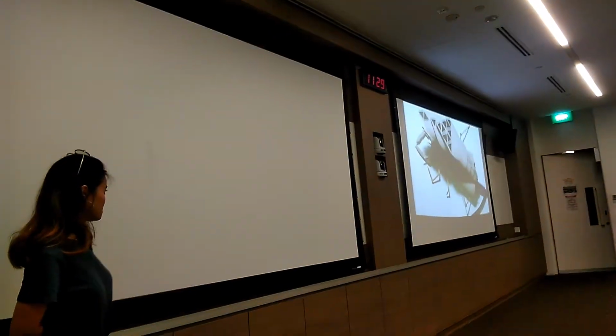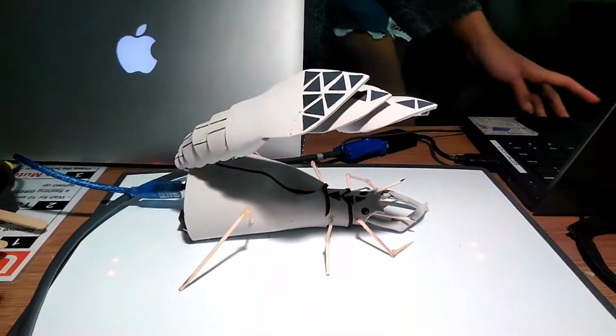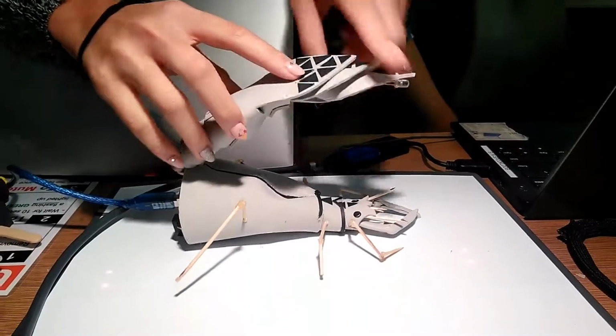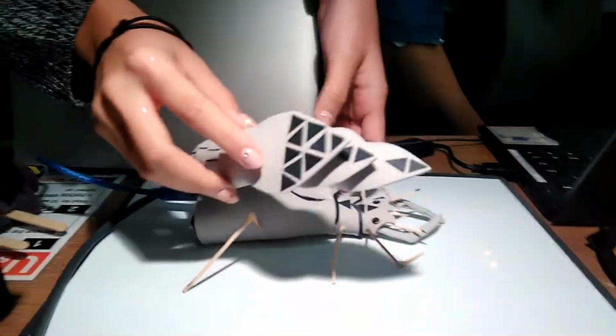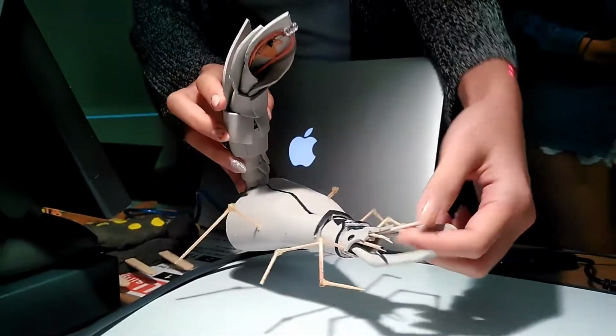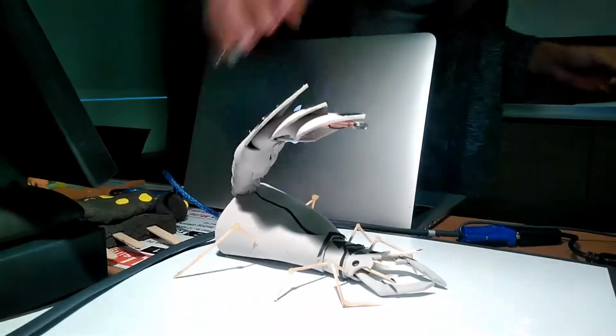We incorporated two elements of two insects. This is the stag beetle and the scorpion. As you can see, the tail is like the scorpion tail, and this part is the snappy part of the stag beetle. And I drew a few examples of how this insect could probably work.